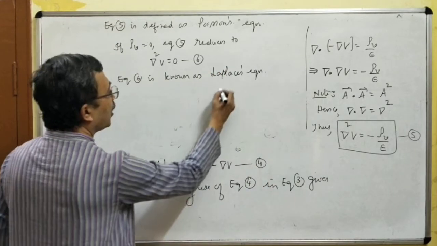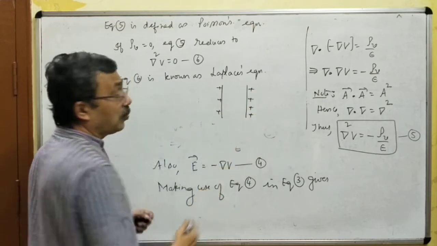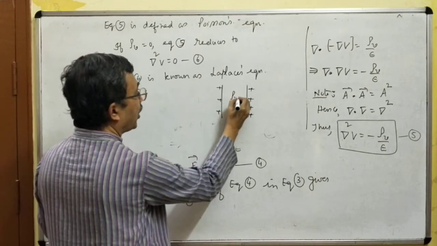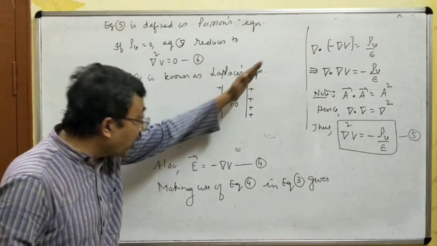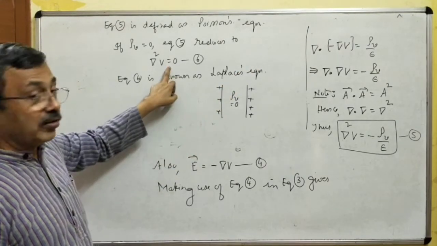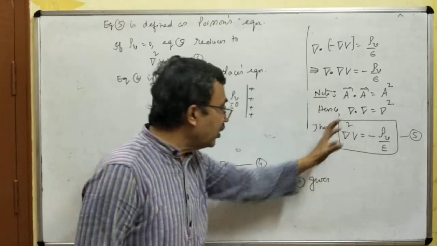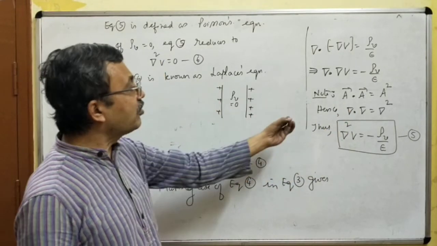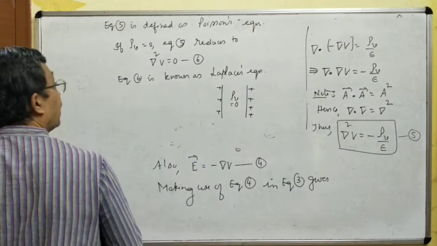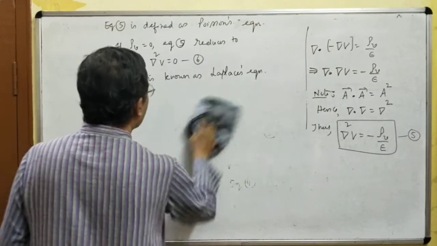For example, take a parallel plate capacitor. Charges reside only on the surface of the plates. In the region between the two plates, rho V is 0 because there are no charges. Therefore, to find how potential varies between the two plates of a parallel plate capacitor, you have to use equation 6, Laplace's equation. If rho V is not equal to 0, to find the variation of potential with respect to distance, you have to use equation 5. Now, next is the expression for del square in different coordinate systems.